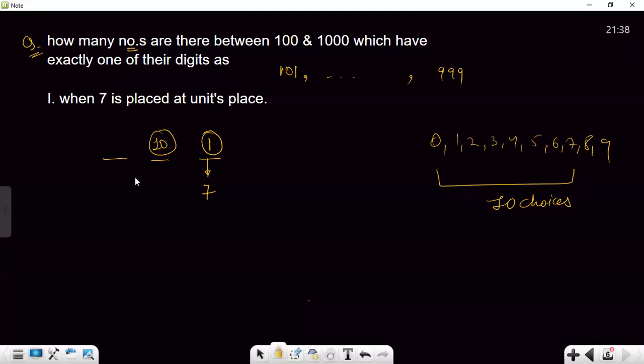Now, what about the 100th place? Now there is an exception. We cannot use all the choices here. We cannot use 0. Why not 0? Because using 0 will make the number a 2-digit number, less than 100. That's why we will not be able to use 0 this time. So how many choices do we have to fill the third place? 9 only. Now this point is very important for you to understand. Is there any doubt? No, sir. No doubt.